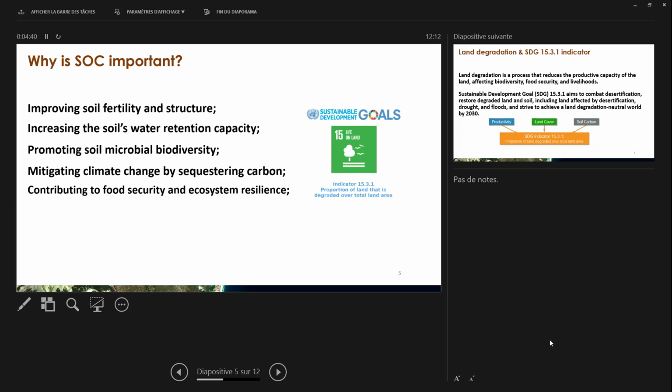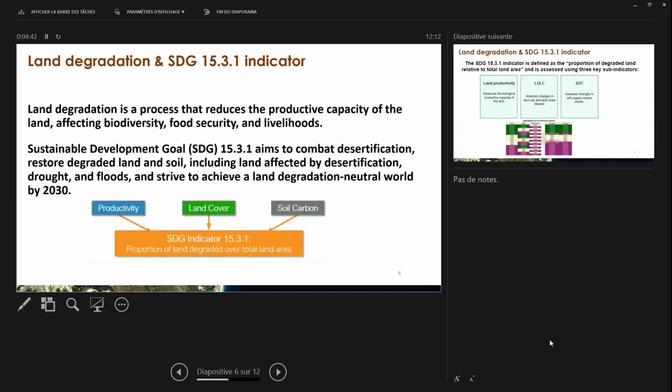In the context of land degradation, and more specifically in the SDG 15.3.1 indicator, this element aims to combat desertification and restore degraded land and soil, including land affected by desertification, drought, and floods, and strive to achieve a land degradation neutral world by 2030.